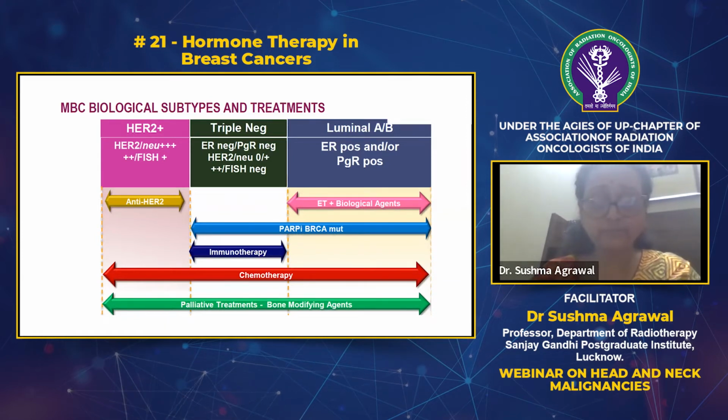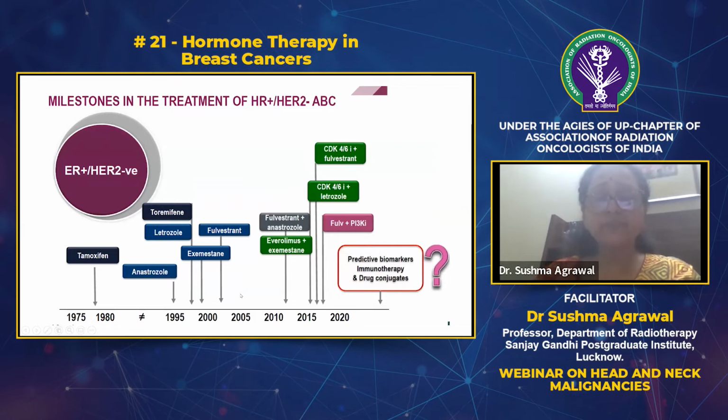Now, the milestones are very important because when we were doing MDs, we had only this armamentarium, tamoxifen and AIs. And gradually in 2010, they started using a combination of 2 AIs, or in the second line setting, everolimus with exemestane. And now after the publication of CDK inhibitors, they have gained main stage, and now we shall see how.